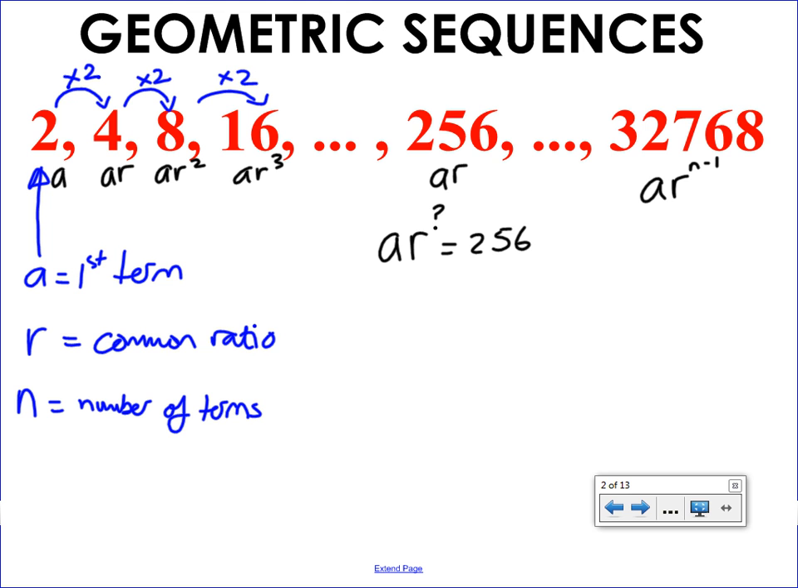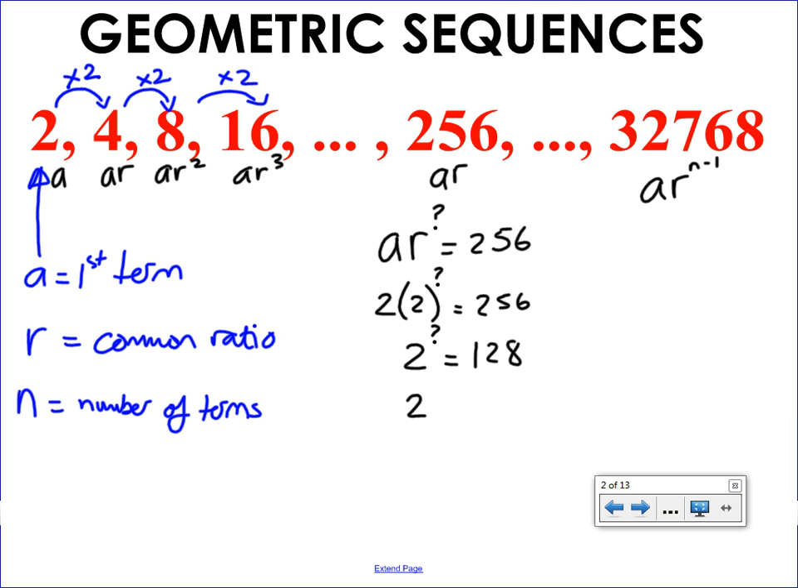We know that a is 2. We know that r is 2. So 2 to the don't know is 128. So 2 to the what is 128? 6 or 7?